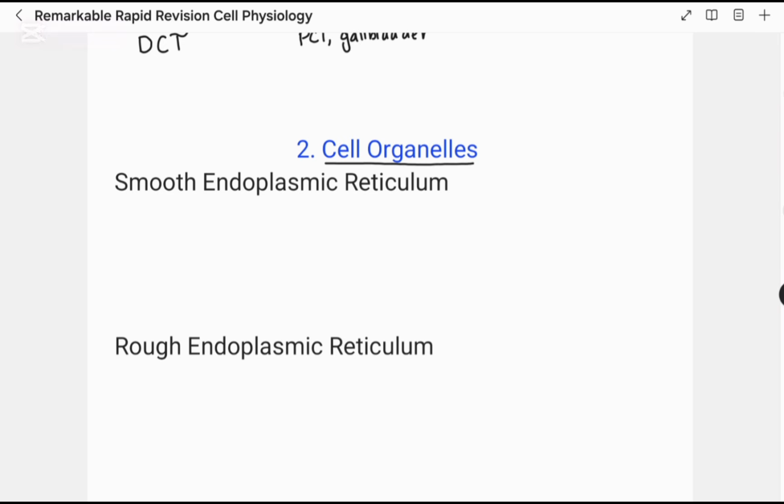So first up we have smooth endoplasmic reticulum. Smooth endoplasmic reticulum, the name is smooth. It means that there are no ribosomes attached to the surface.